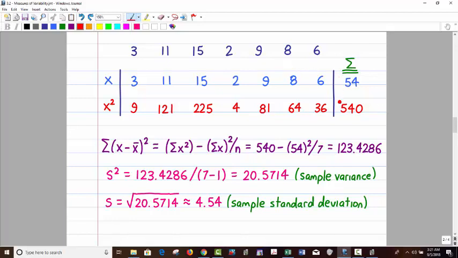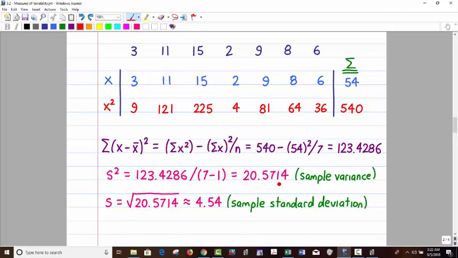So here I got the x's. The sum of the x's is 54. The sum of the x squared is 540. So I take the sum of the x squared, which is 540, minus 54 squared, the sum of the x's, just the 54 squared, divided by 7. And then I went ahead and just used 4 decimals here, just to help with accuracy. I got 123.4286. So the sample variance then will be the 123.4286. There's 7 numbers in here, so you subtract by 6.